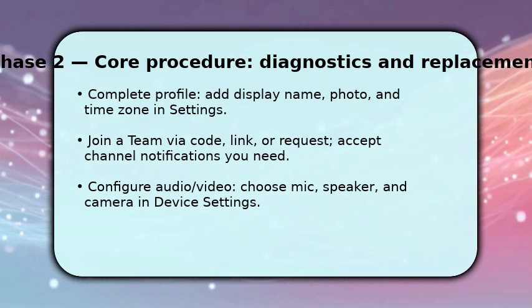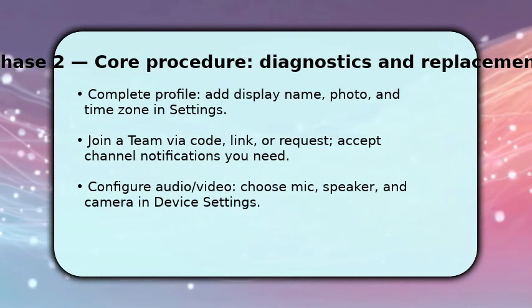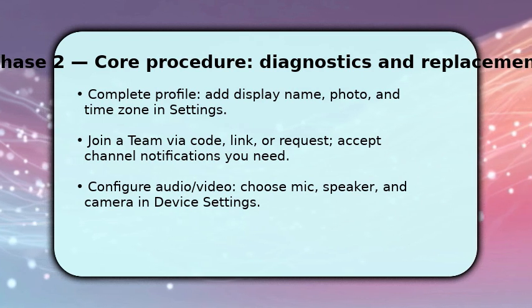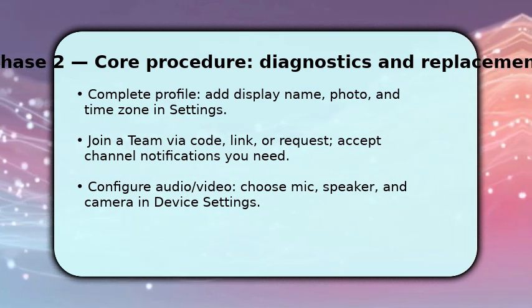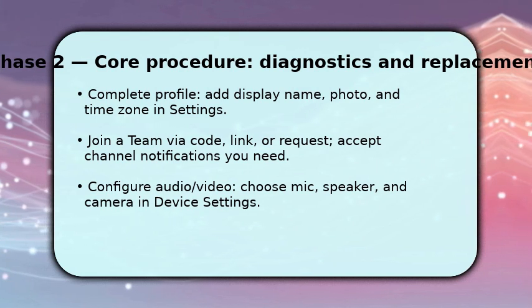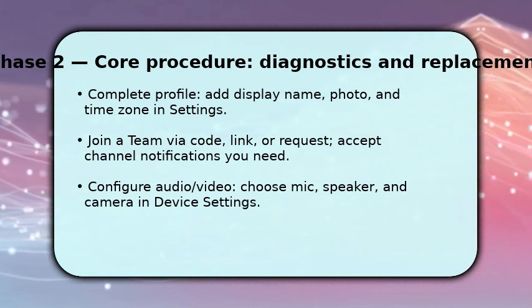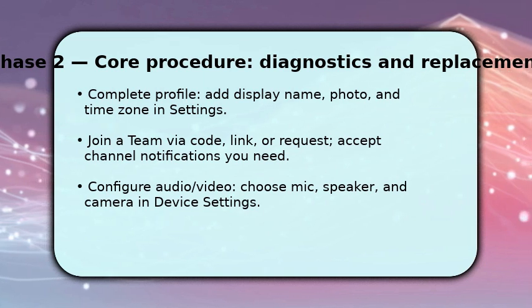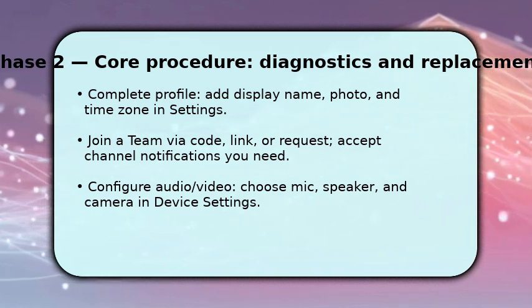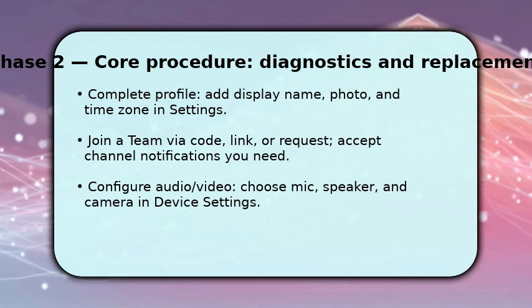Once signed in, personalize settings to avoid interruptions and to be identifiable. Go to Settings, update your display name and upload a photo, set time zone so meetings show correctly. Next, join teams or channels. Use a join code, click an invitation link, or request access from the team owner.